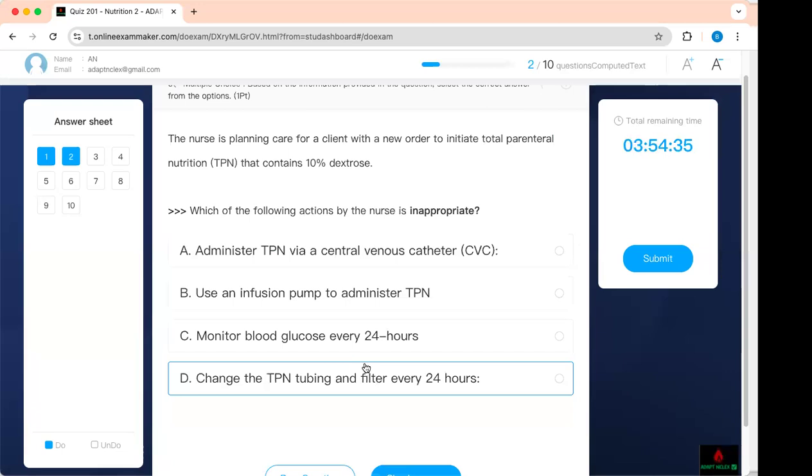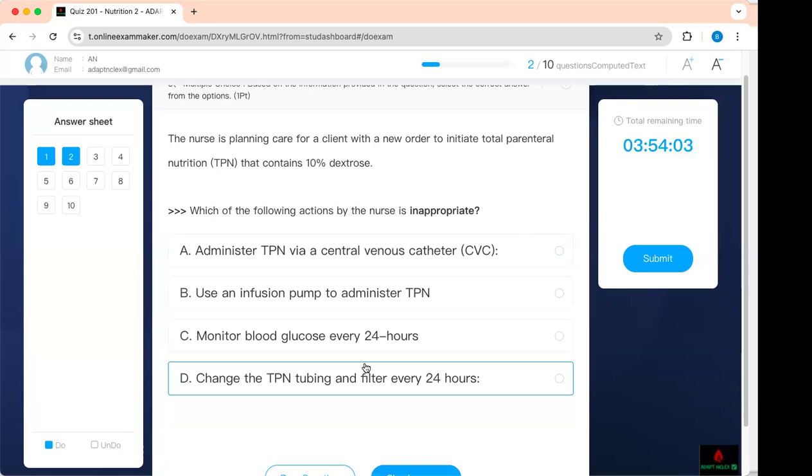Stop the video, answer it, listen to me, and then you can see how I approach it. Which of the following actions by the nurse is inappropriate? Wrong thing. A nurse is planning care for a client with a new order to initiate total parenteral nutrition (TPN) that contains 10% dextrose. A bunch of words, irrelevant. Go for the buzzword. Patient is receiving TPN. Which of the following actions by the nurse is inappropriate?